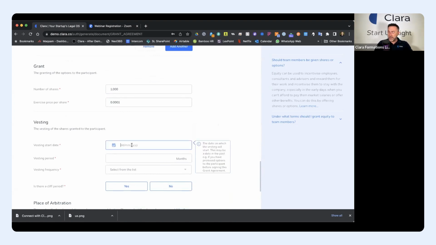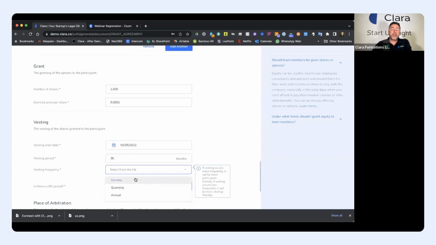Okay, the vesting start date, we know the plan started in January last year. So let's just say that it's going to be 1st of June or May 2022. The vesting period is going to be, let's just say, 3 years, so 36 months. Vesting frequency is monthly. Now, quarterly, annually, the reasons you can choose one or the other, it doesn't really matter.